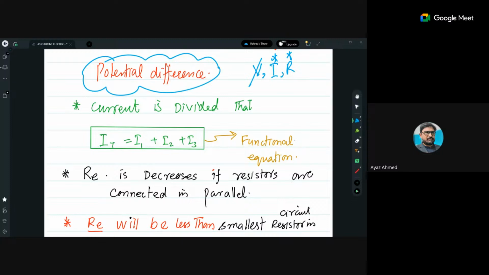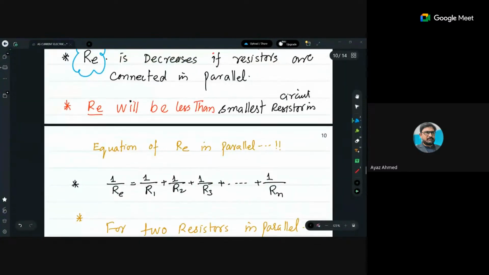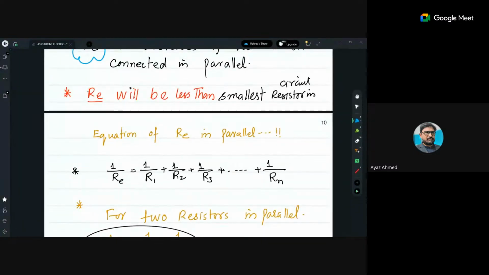When you add resistors in parallel, what will happen? The resistance will decrease. Just remember that R equivalent decreases when you connect resistors in parallel. But when we were connecting the resistors in series, what was happening? The resistance was increasing overall, right? So R equivalent will be less than the smallest value of resistance in the circuit.